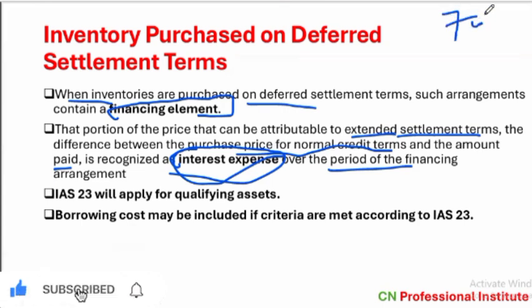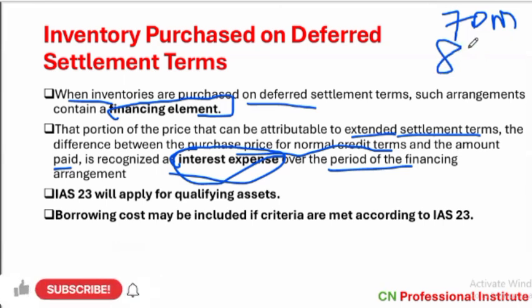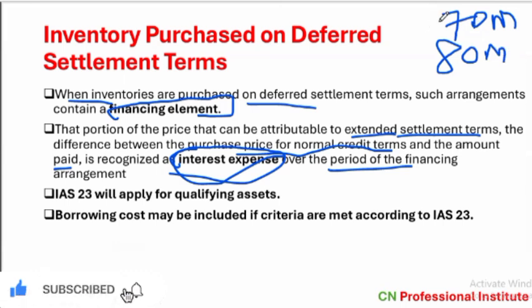Let's say the cost of your inventory is 70 million. If you go to the shop today and you want to buy it, it's 70 million. But you don't have money, so you want to pay for it in 8 years' time, or let's say 4 years' time, or probably 2 years' time. Right? So the normal cost of the inventory is 70 million. But you want to pay not now, but in the future, like 2 years' time.